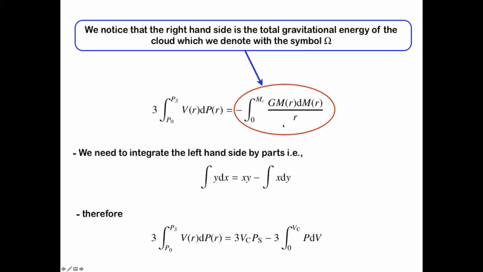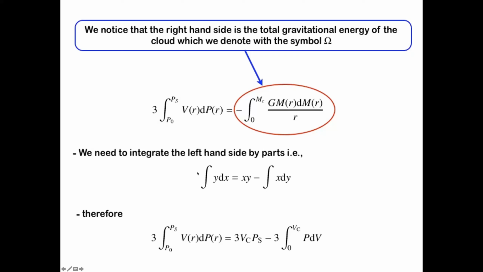So you immediately recognize something here. This is the total gravitational energy, which is typically denoted by the symbol big omega. It's a little bit confusing because we also use omega for the angular velocities, but let's now focus on the virial theorem, which we will arrive at in a minute. So here we have omega on this side, and here we have this volume times the pressure. This integral here you can actually solve just using the left hand side. So basically you just need to integrate by parts.